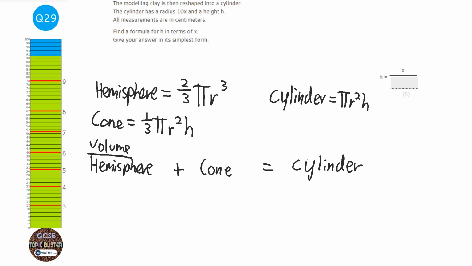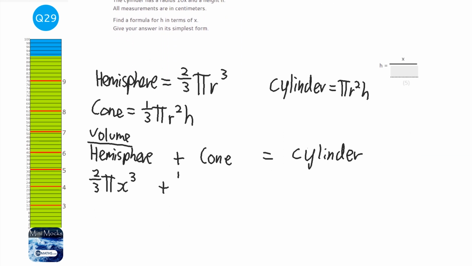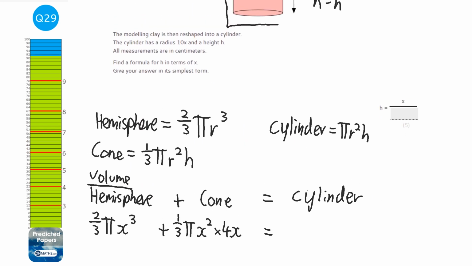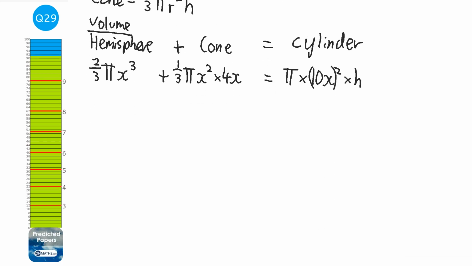So hemisphere is 2/3 pi, and we said that x was the radius, so x cubed, brilliant. So plus the cone, now what did we say the height of the cone was? We said the height of the cone was 4x. So it's going to be 1/3 pi x squared, because the radius is x, and is it 4x? Let's double check that. Always double check. Yeah, it is. Okay. So the cylinder is pi, and what's the r? So pi times 10x, and all of that squared, because all of that is r, times the height, so times h. Okay, so this is the formula we've got to work with.